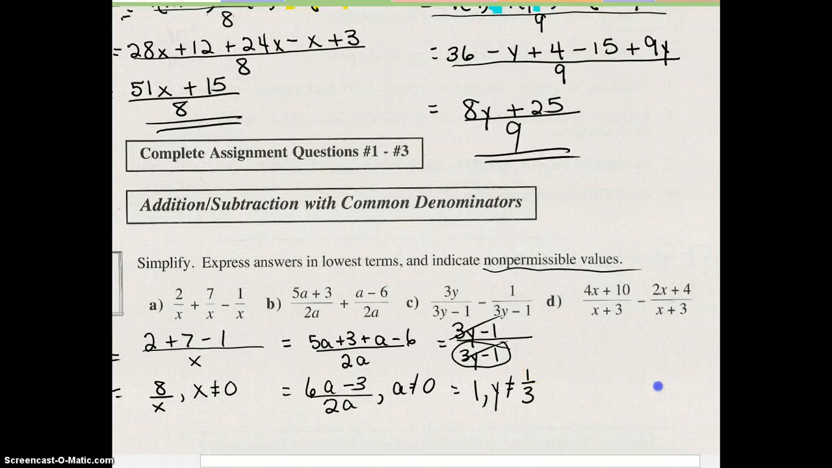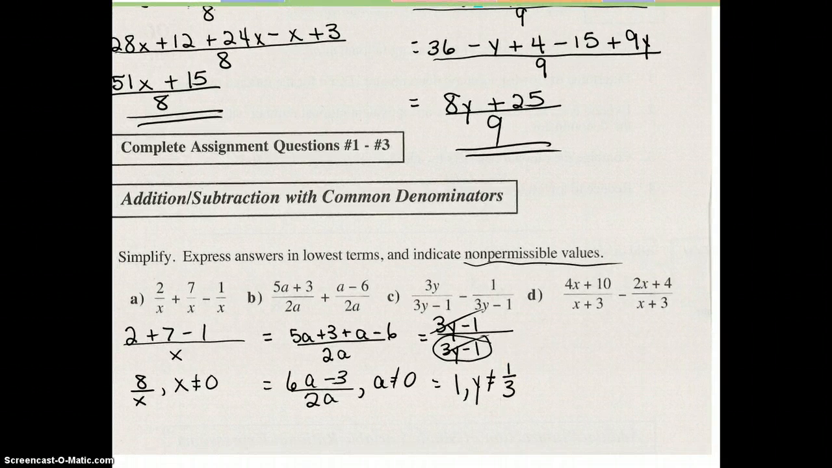Last one, same idea. I probably am going to run out of time, so at this point, I think I'll just stop, and I'll continue that on the next video.